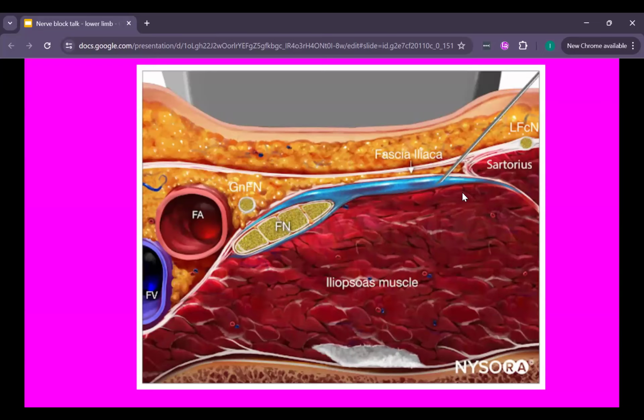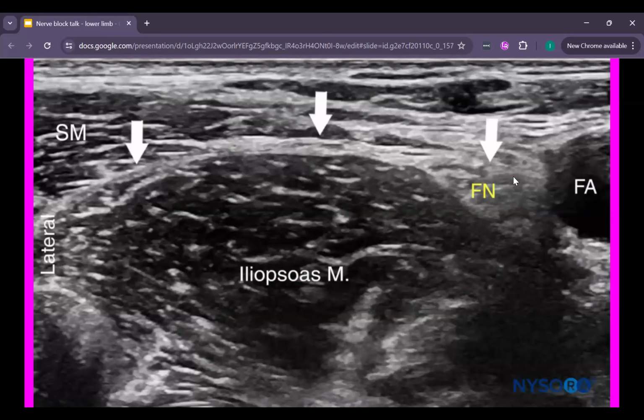And the aim is that we're getting this spread below the fascia lata, below the fascia iliaca, and we're getting spread on top of the femoral nerve and also out laterally towards the sartorius muscle to get the lateral femoral cutaneous nerve as well.